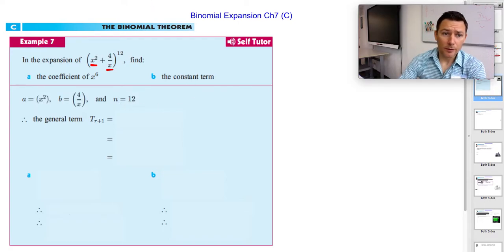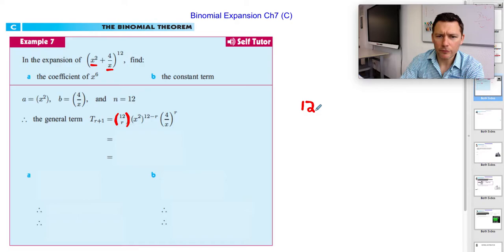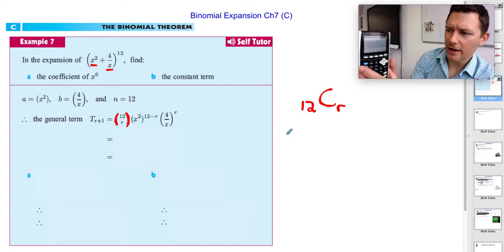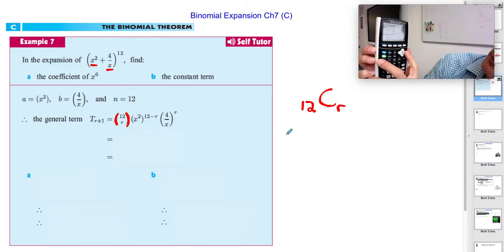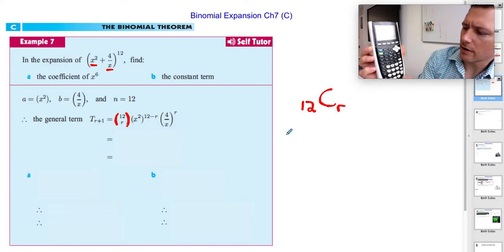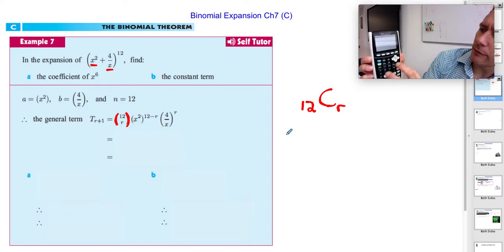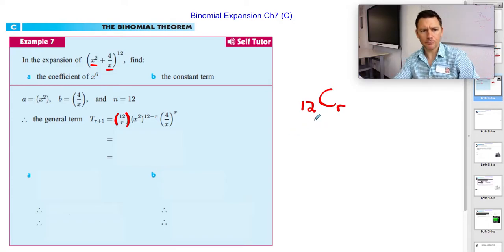All right. So every term is going to look like this. This component, if you've forgotten, is 12 choose r. It's from our probability sense, and you can do that on your calculator. If you've forgotten how to do that, it's in the math menu, then over to probability, and then nCr, choose r, right? And then you put in 12 choose whatever we find. We'll get there in a second. This is a short way of writing that.